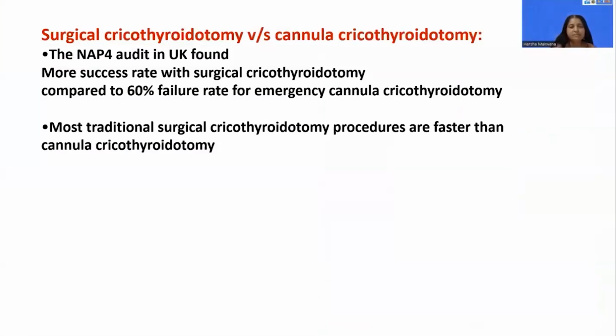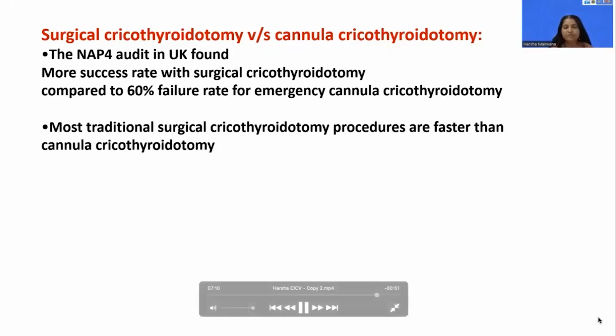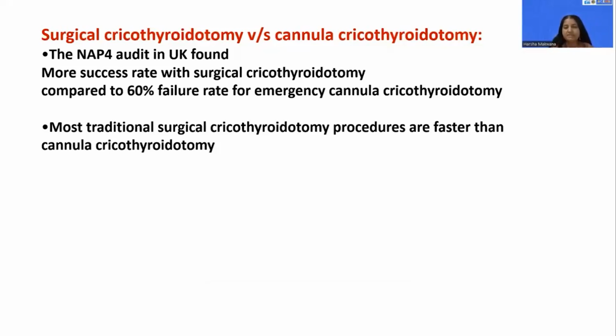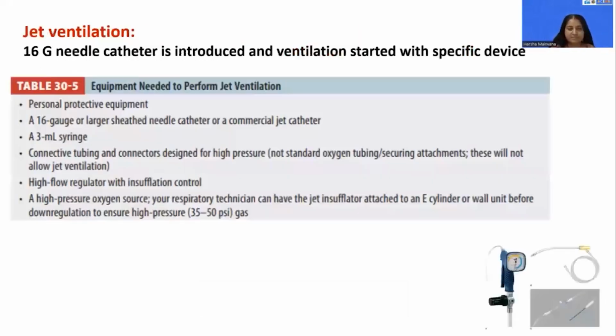So what is the difference between surgical and cannula cricothyroidotomy? The NAP for Edric in UK found that surgical cricothyroidotomy has a higher success rate compared to cannula cricothyroidotomy, because it has wide exposure and a wide area to see our incision. Many studies have also shown that the traditional surgical cricothyroidotomy procedure is faster than the cannula cricothyroidotomy. Now, what is jet ventilation?